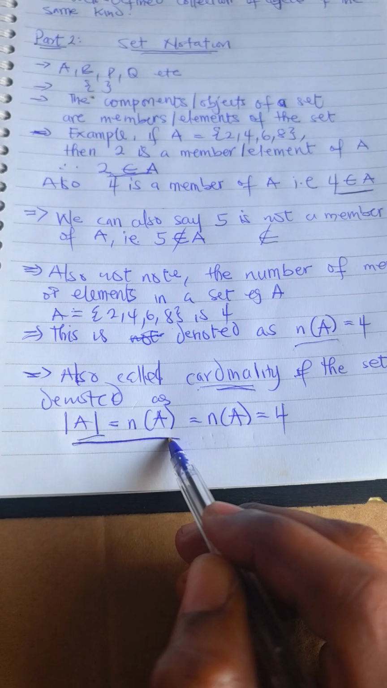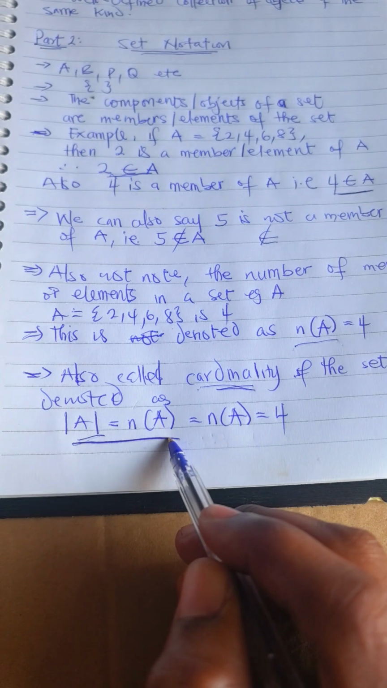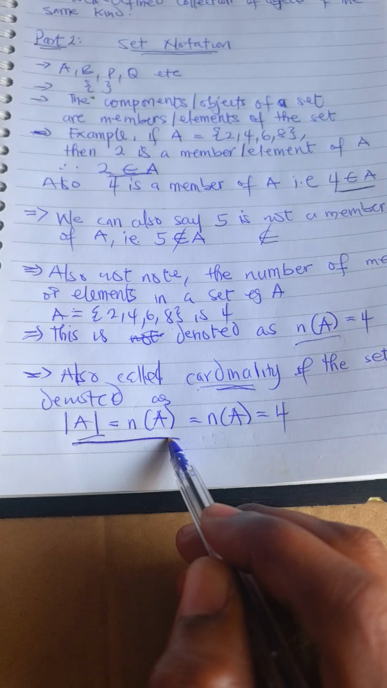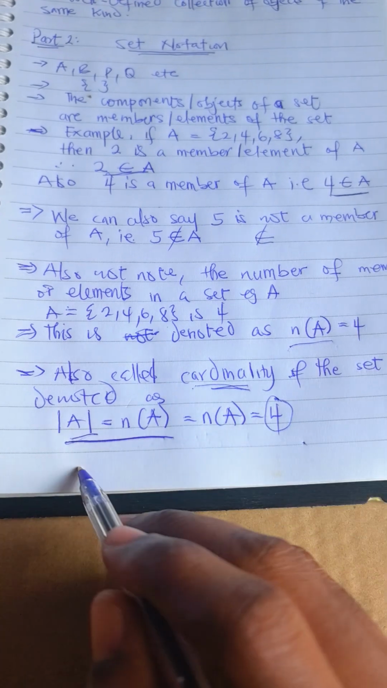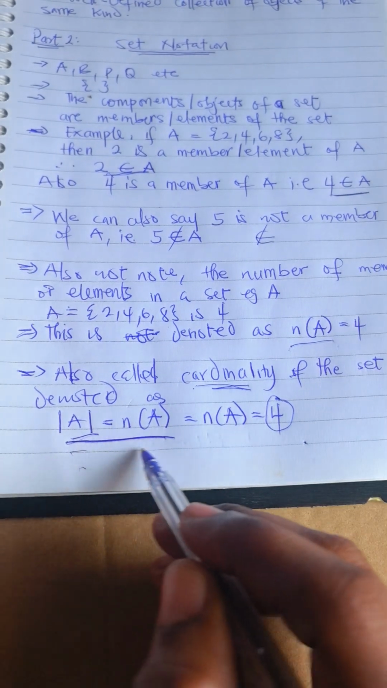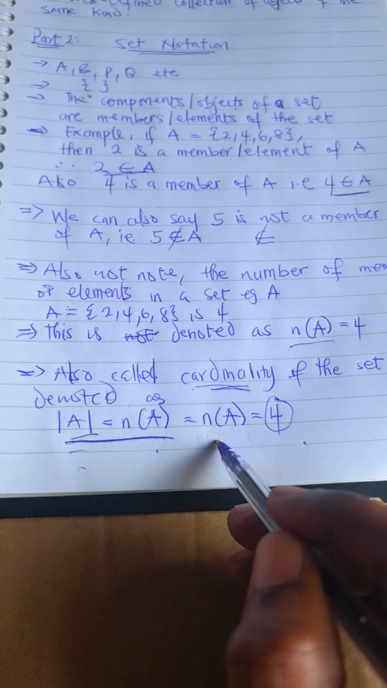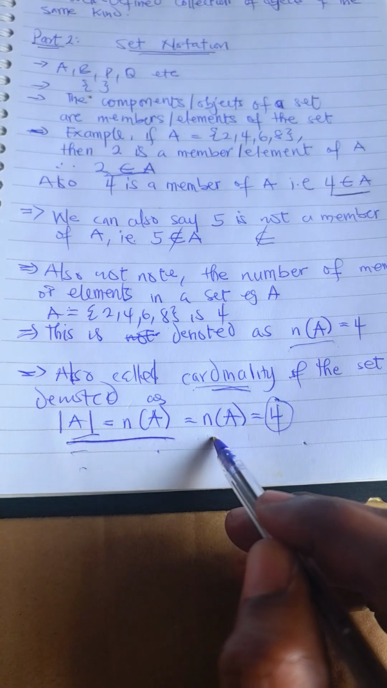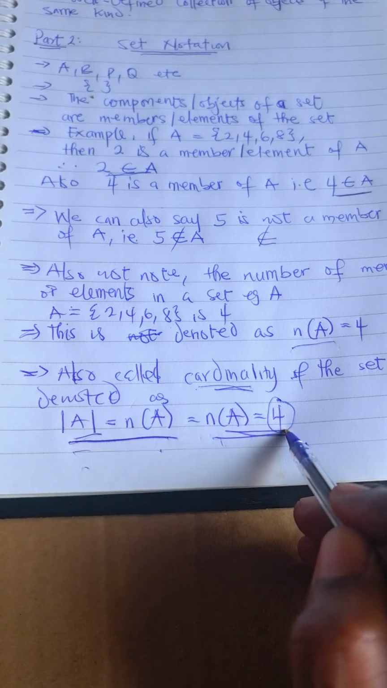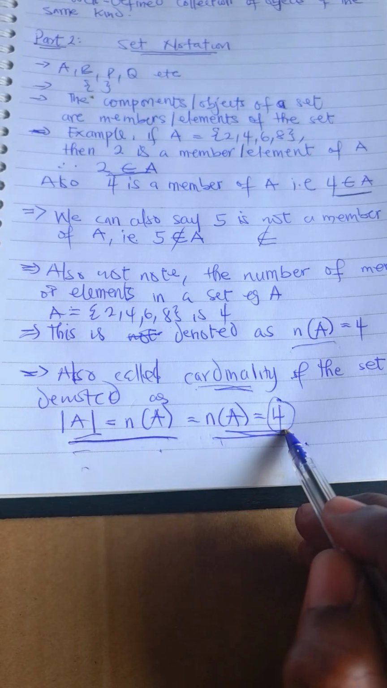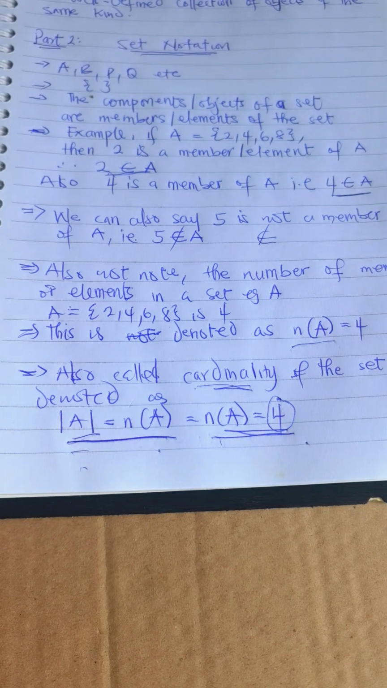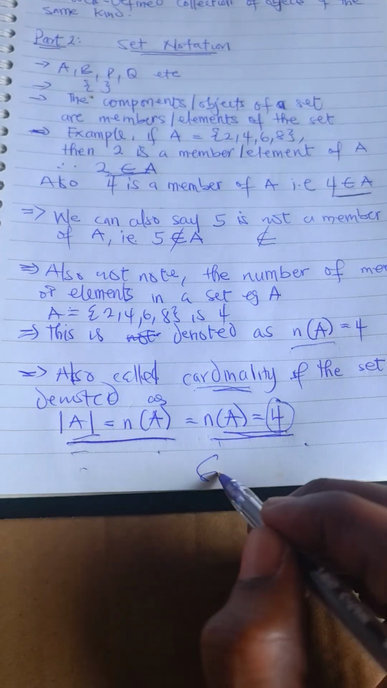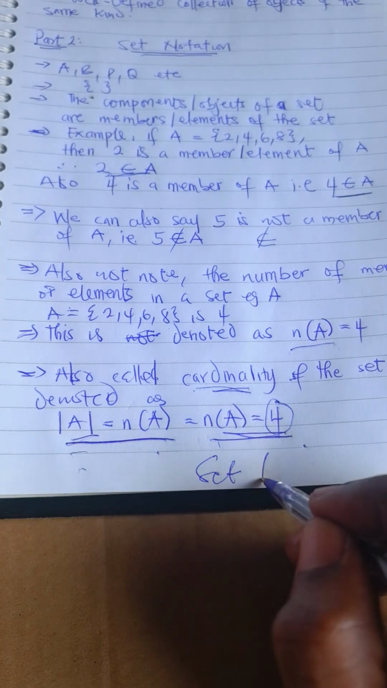In examination, be mindful of what you have been asked to provide. You may get the number correct, which is 4, but the representation may be a problem. This is the cardinality. But if you are asked to give the number of members in the set, you can write n(A). That is very important.